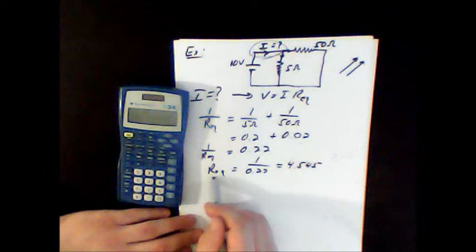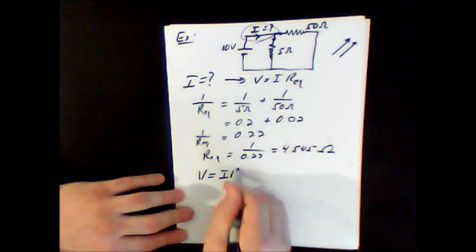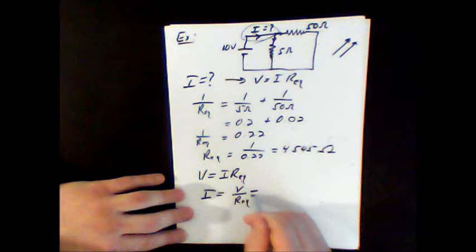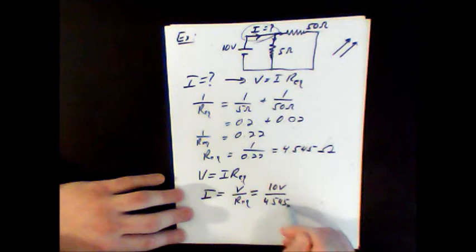Now that we have that, we can use it to calculate the current. We go back to Ohm's law, V equals IR, and remember this is R equivalent, and we solve for I. When you solve for I, you divide by R on both sides. We end up with I equals V divided by R equivalent. That's going to give us V, which is 10 volts, divided by 4.545 ohms. A volt per ohm is the same thing as an amp, remember.